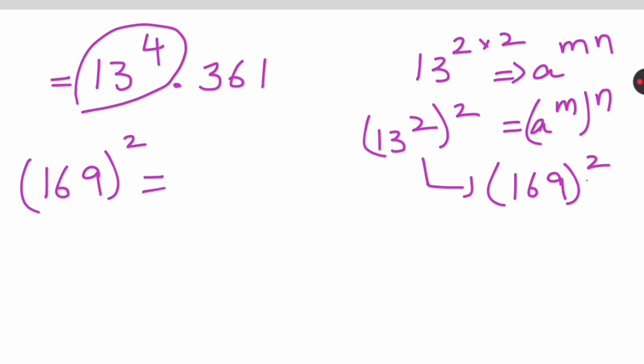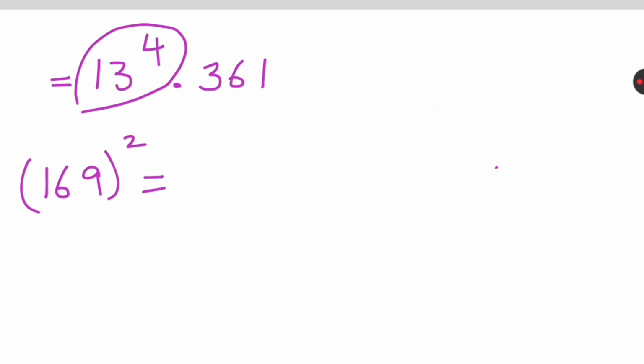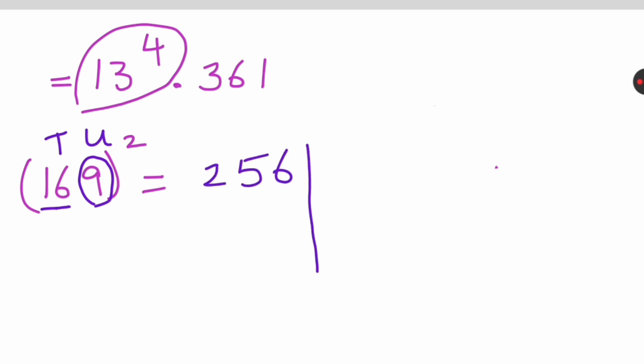Now we are going to find this value by using our square trick. First we have to split into 2 digits. 16 we consider as the tens digit and 9 we consider as the unit digit. Our first step is to square the tens digit, that is 16 squared. We know that 16 squared, the value is 256, isn't it? So let's write 256. Then square the units digit, 9 squared, that is 81.